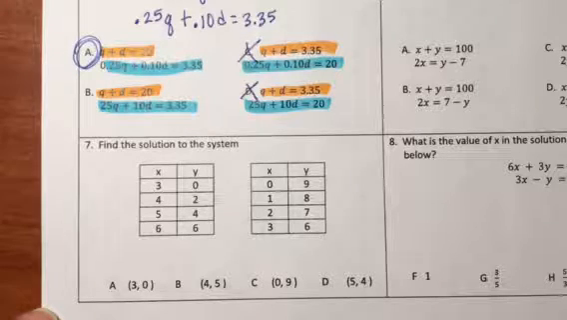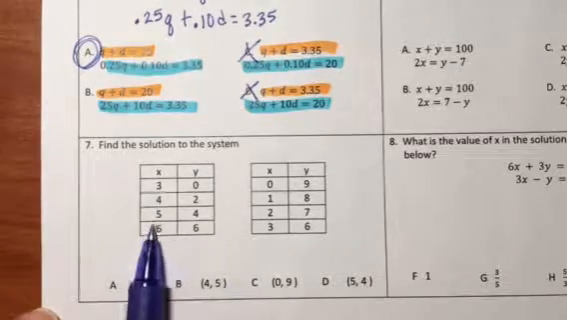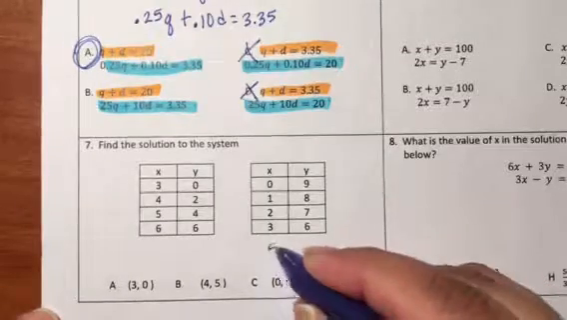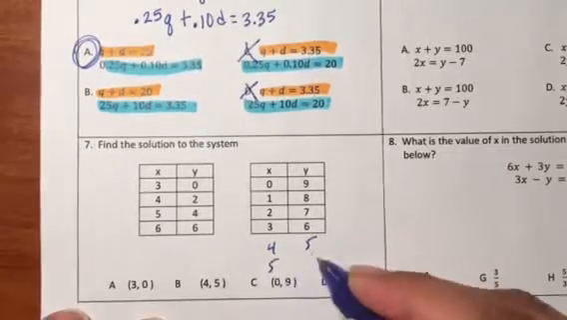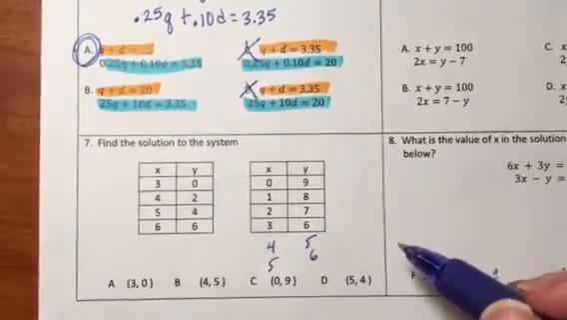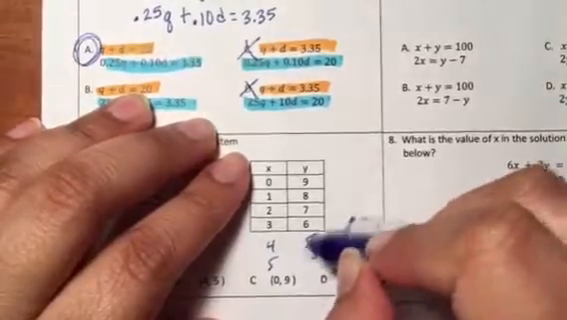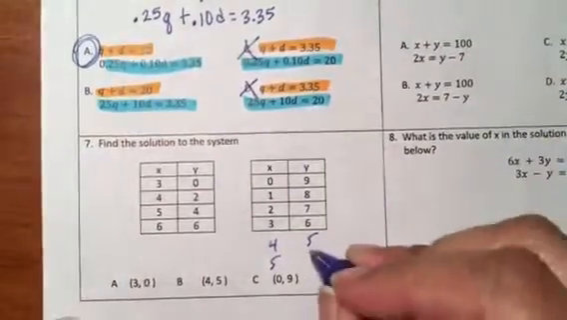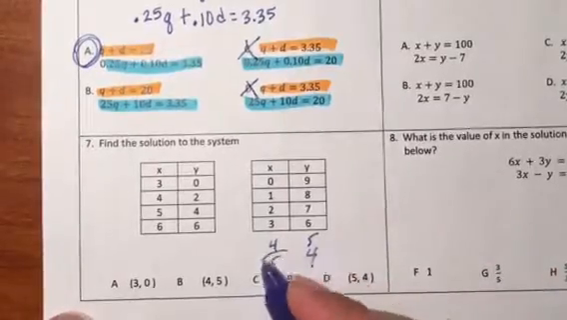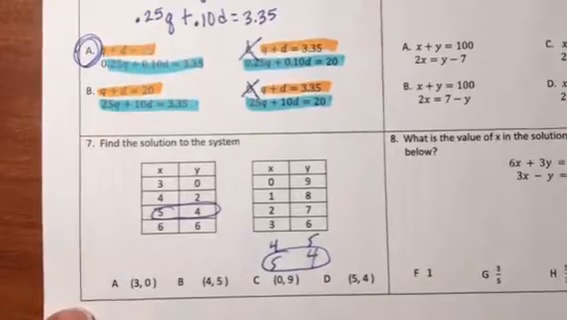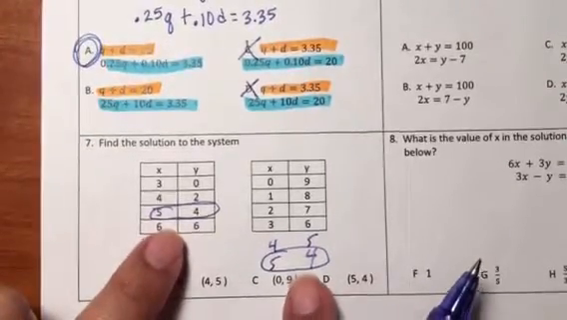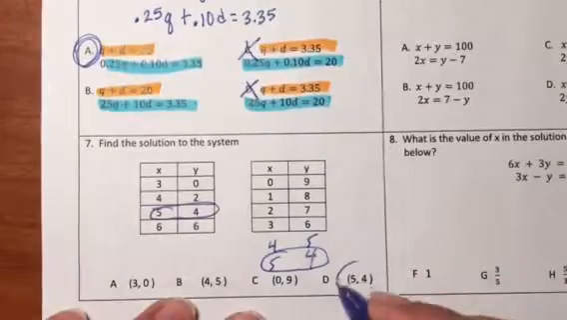Alright, so let me see. So 3, 4 is not on there, but 4 would be 4, 5. 5 would be 5, 6. Oh, no, 5 would be 5, 4. Okay, there it is. The two numbers that match. So remember, in order for it to be a system, these two numbers, or there's an ordered pair that has to match. There's my answer.